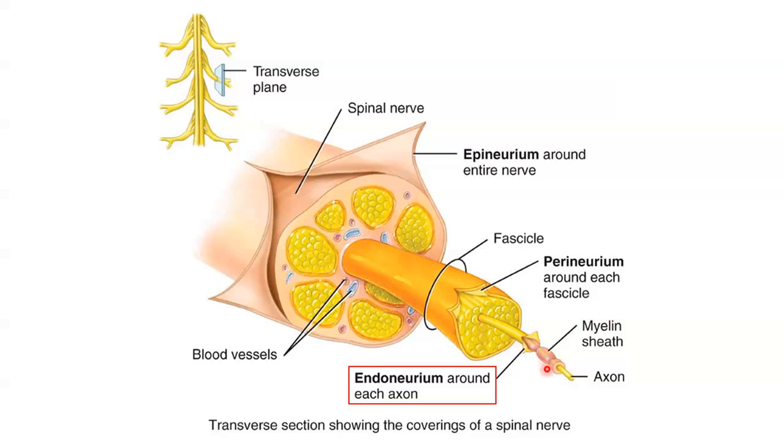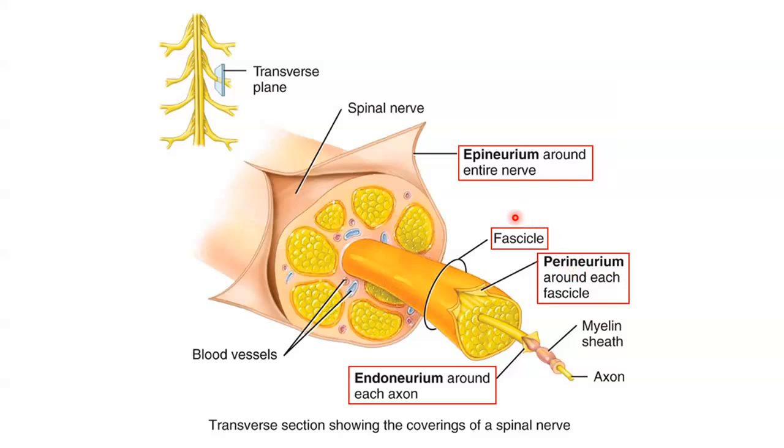And our axons are surrounded by an endoneurium. So a single axon is surrounded by an endoneurium. Endo refers to within. Groups of axons are then held together in bundles called fascicles. So you can see there's lots of different axons surrounded by endoneurium. That group of axons is now called a fascicle. Our fascicles are surrounded by a perineurium. So another connective tissue layer called the perineurium, and peri means around.